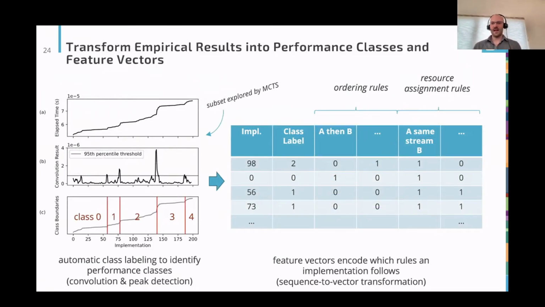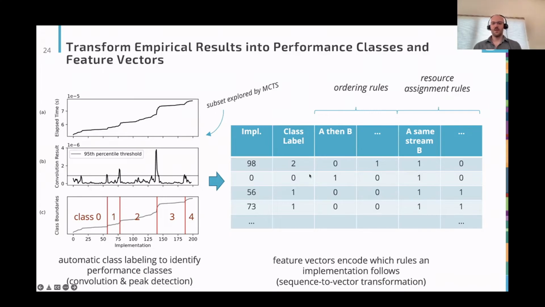So the way we generate these design rules is, on the left I've plotted the performance results of the subset of the design space explored by the Monte Carlo tree search. When I showed a graph like this before, it had 2,036 implementations, but with Monte Carlo tree search, in principle, we're only exploring a subset of the implementations. So here, for example, we only have 200 implementations. We're going to divide those up into performance classes using some basic signal processing. This is just convolution. We'll convolve this sorted performance with a step function and pick out the peaks, and use that to automatically determine the class labels.